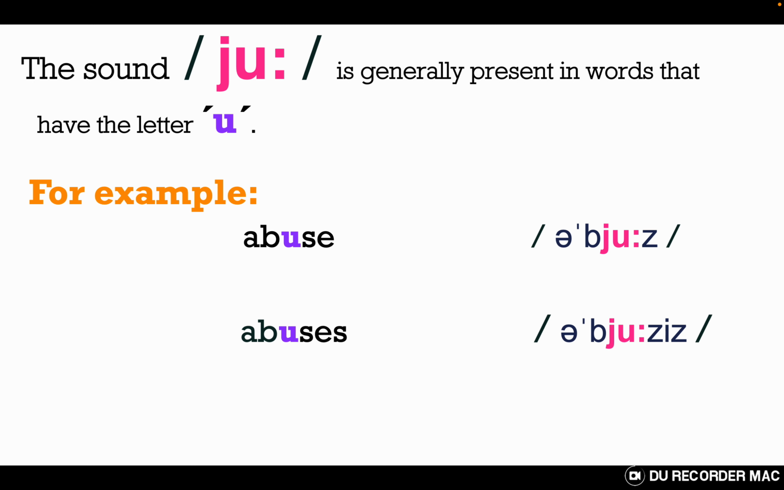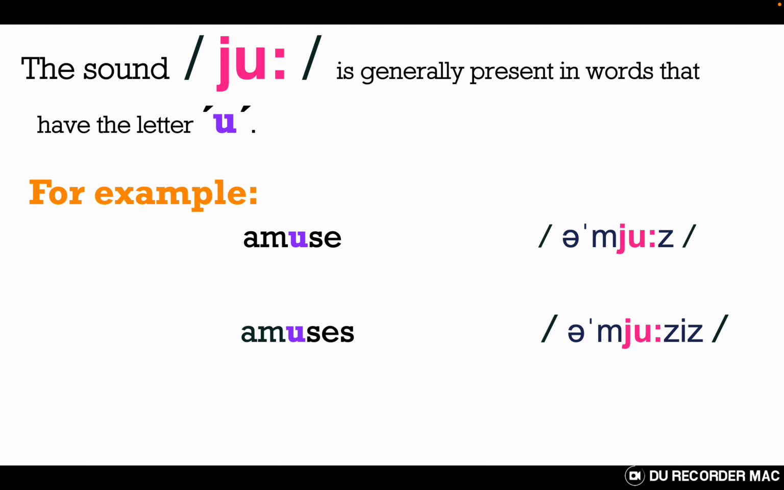Always I repeat this in pronunciation lessons that you should practice with me. Don't let it be just me who practices. You need also to practice in order to learn how to improve your English speaking. So let's pronounce the first word. Abuse. The second word, abuses.